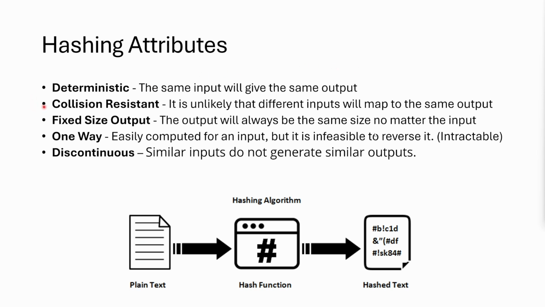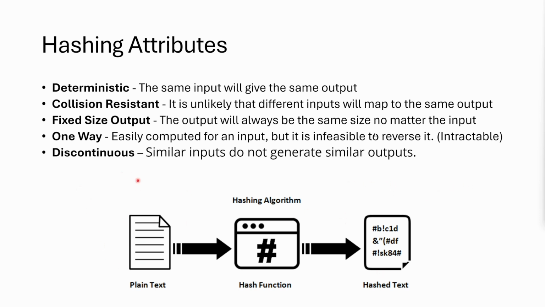And collision resistant, which means it is unlikely that different inputs will map to the same output. If different inputs give the same output, that is considered a collision, and we don't like that. Fixed size output. So the output will always be the same size no matter the input. So if you put hello, it's going to be the same as if you put multiple paragraphs. The output of the hash will be the same length, and we'll see an example on the next slide of that.